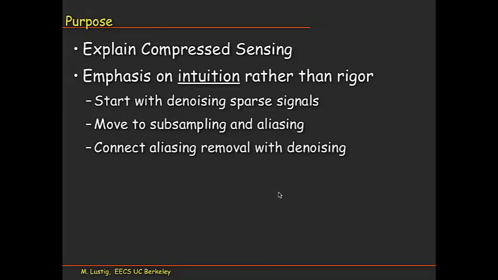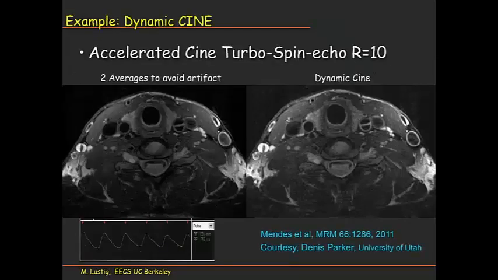Okay, so the purpose of this talk is really to explain what compressed sensing is, and I'm going to put emphasis on intuition rather than on rigor, and if you're interested in equations and proofs and so on and so forth, I do recommend to go through the papers. What I will do, I will start with ideas like denoising of sparse signals. Then I will move into what happens when you subsample and the type of aliasing that you're going to get. And then I'm going to connect the aliasing removal in the reconstruction with denoising. Okay, so this we're going to go through in the next 25 minutes.